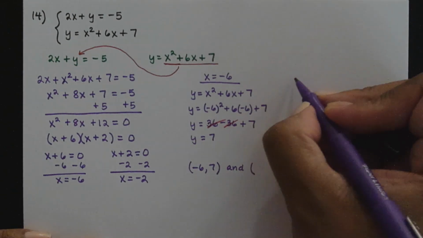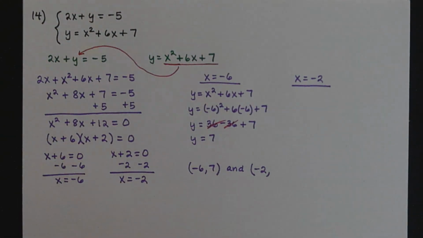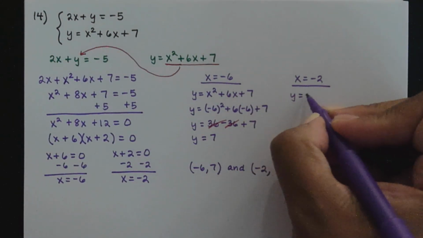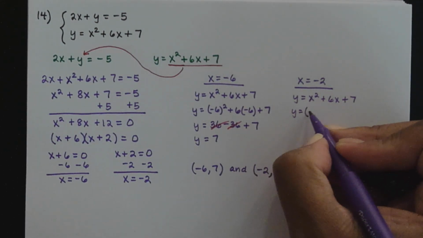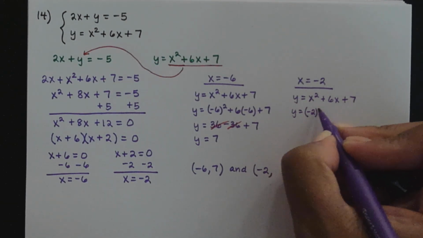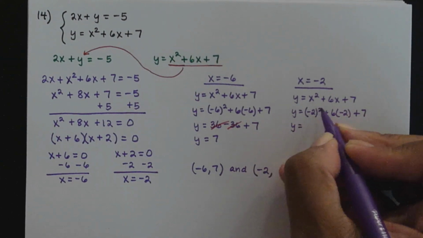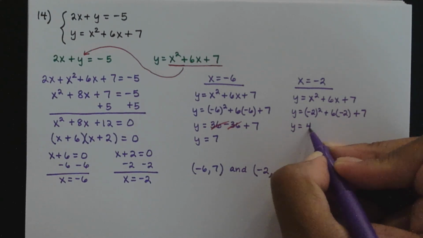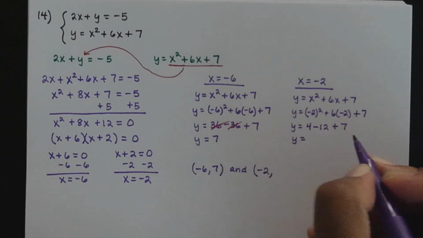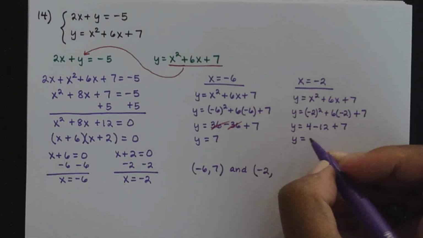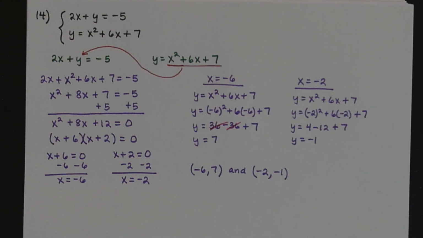Now, let's try to find out what y is when x is equal to negative 2. Using that same equation, y is equal to x squared plus 6x plus 7. We replace the x with negative 2. If you square that negative 2, you're going to get 4. 6 times the negative 2 will be negative 12 and then plus 7. What's 4 minus 12 plus 7? Negative 1. So when x is negative 2, your y value will be negative 1.